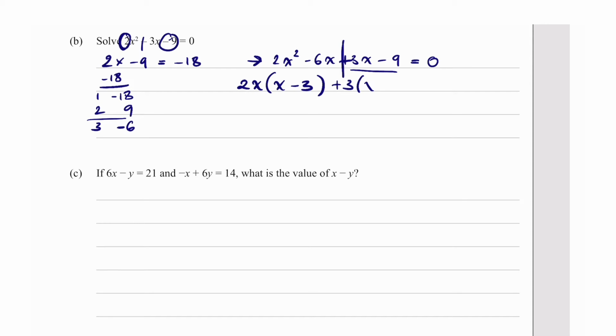3 multiplied by x gives me 3x. And then we move on to our second term. 3 times what gives me negative 9? Well, 3 times negative 3 gives me negative 9. So we're going to put a minus 3 here. And this is all equal to 0.